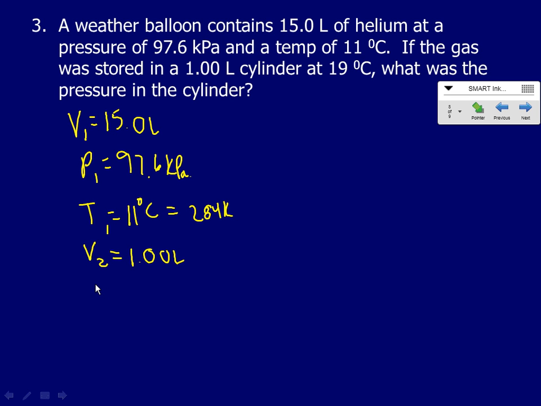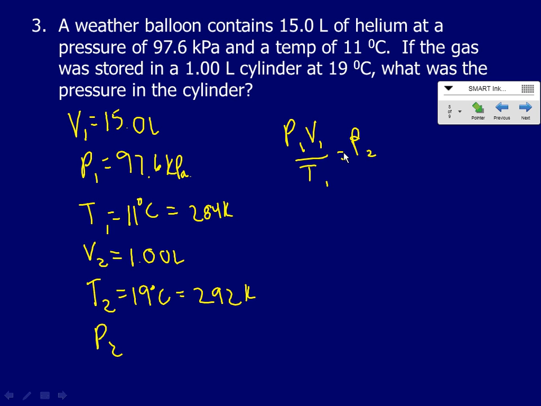What do we got? A V? Oh, I did the V. We got a T. We got a T2, 19. And what's that? 292? 292 Kelvin. And we want a P2, and this one's a pretty nice one. P1 V1 over T1 is equal to P2 V2 over T2, and so P1 97.6. And I tend to lose the units when I get into these big ones because I've got a lot of numbers hanging around.